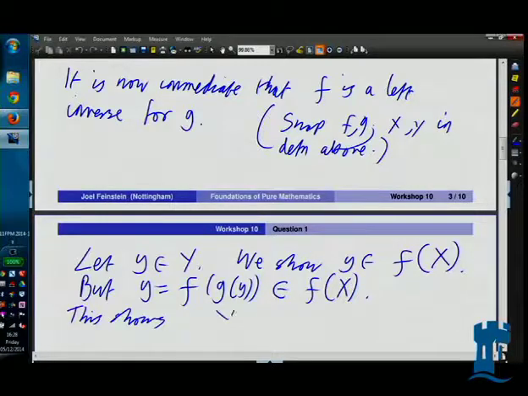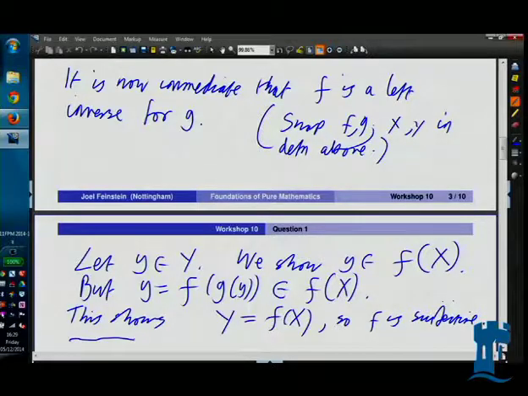This shows that y equals f of x. That's the image of the function. So f is surjective. Okay, what we've really done is shown that everything in Y is in the image, but the image is a subset of Y, so that bit comes for free. Any questions about that bit, the surjectivity bit?